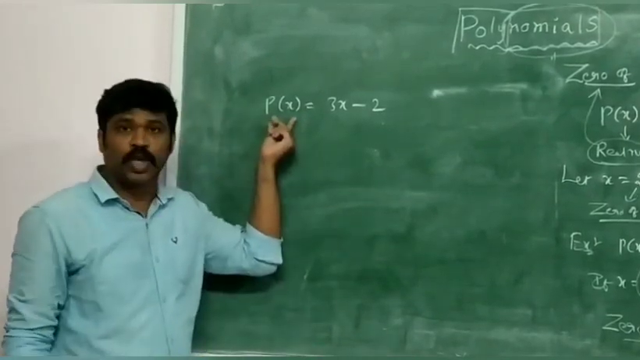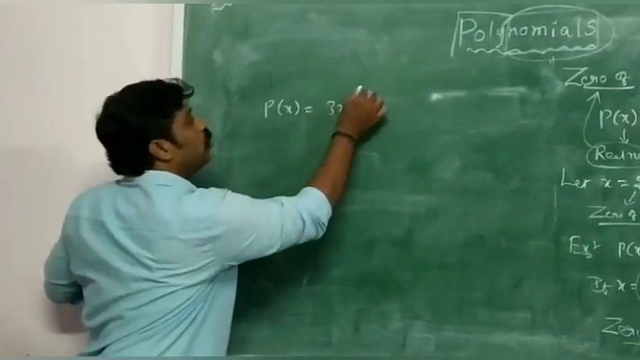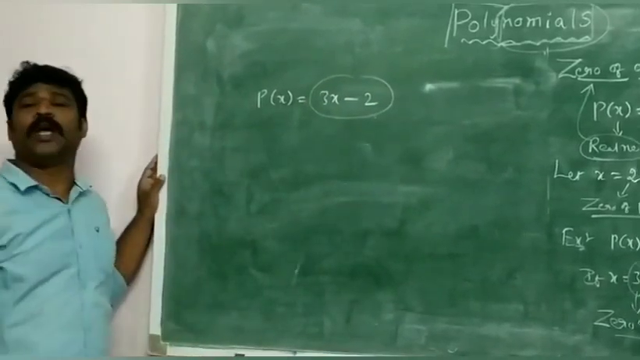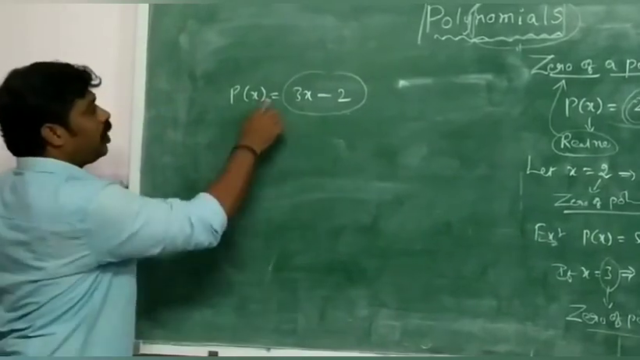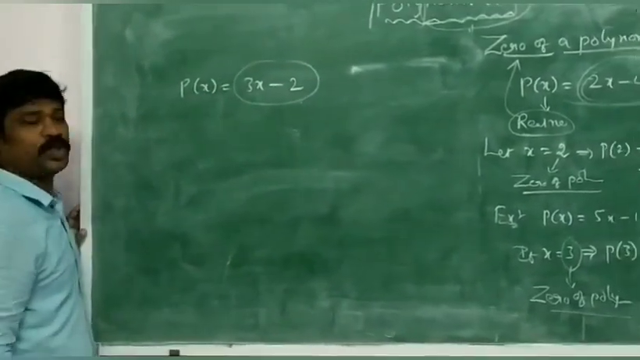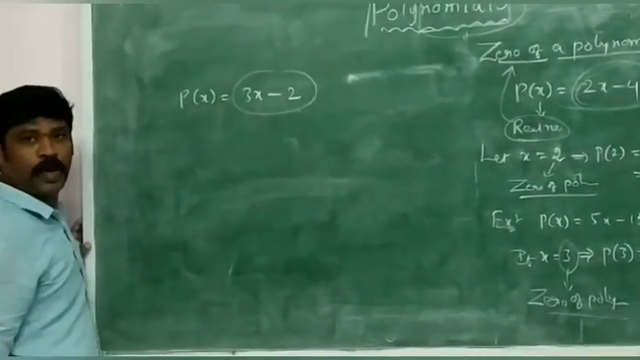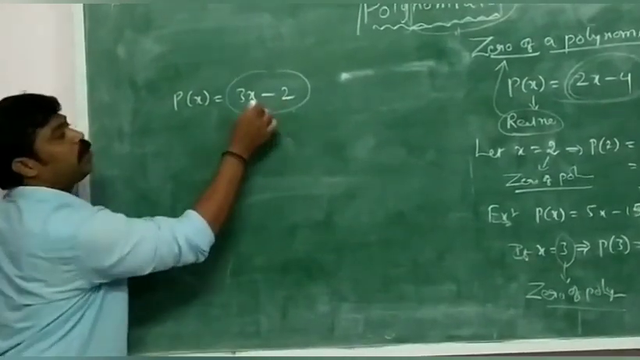If they ask you to find the 0 of the polynomial, then we have to equate the polynomial to 0. For example, if you take p of x is equal to 3x minus 2, and if you want to find the 0 of this polynomial, then we have to equate this polynomial to 0.